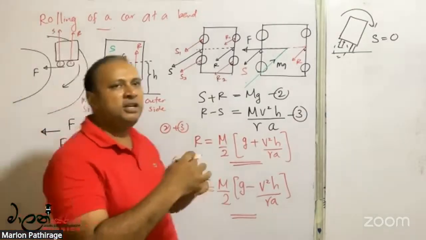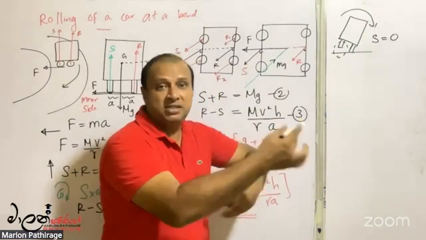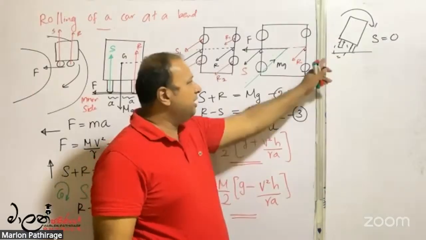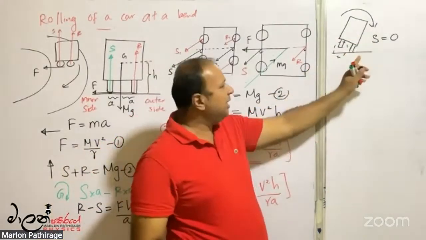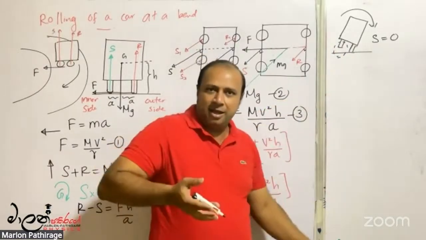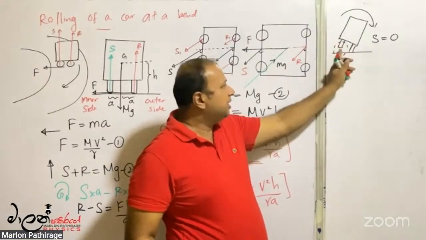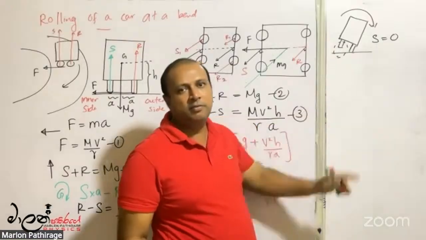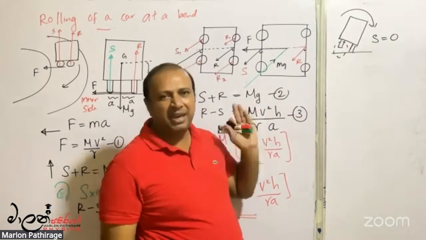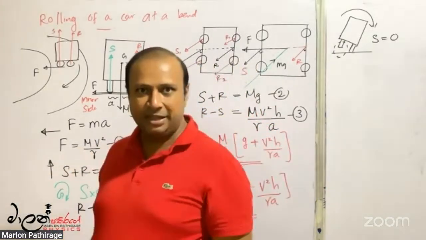If there's a rolling in the clockwise direction, that means outward direction of the bend, definitely this tire will raise up while this tire is in contact. Definitely the contact between this tire and the road will be lost. Therefore, definitely S should be 0. Is that clear?